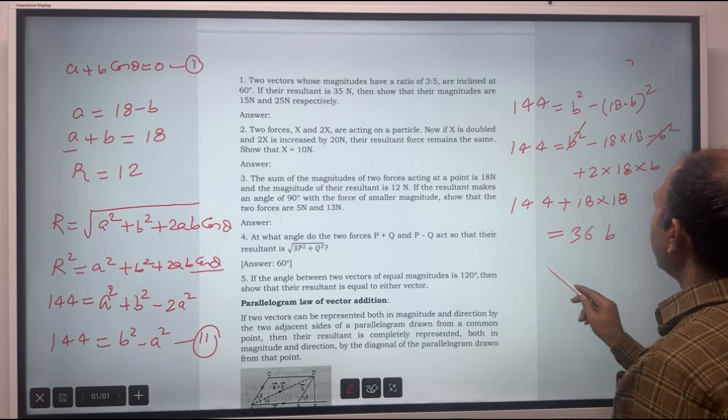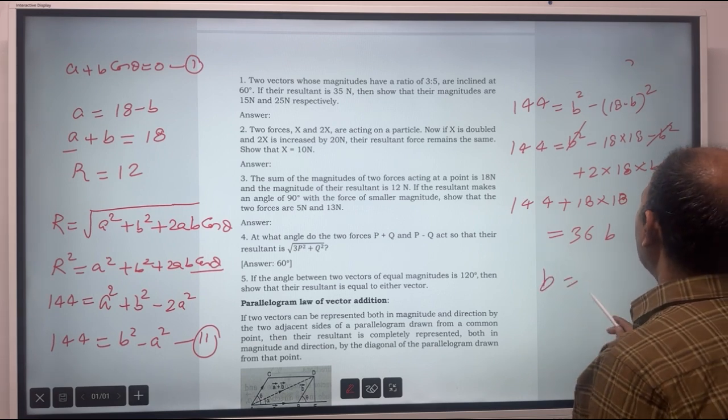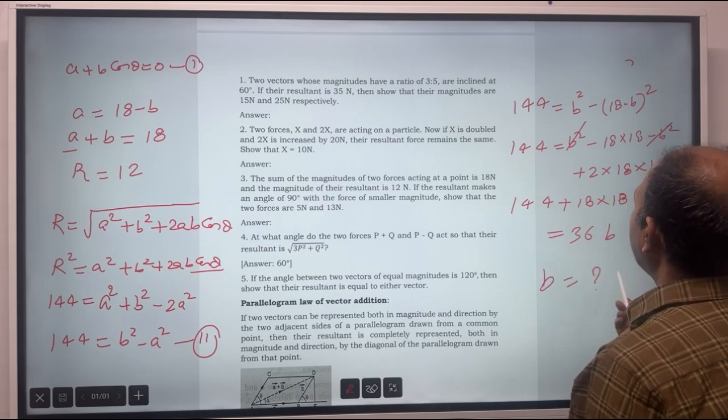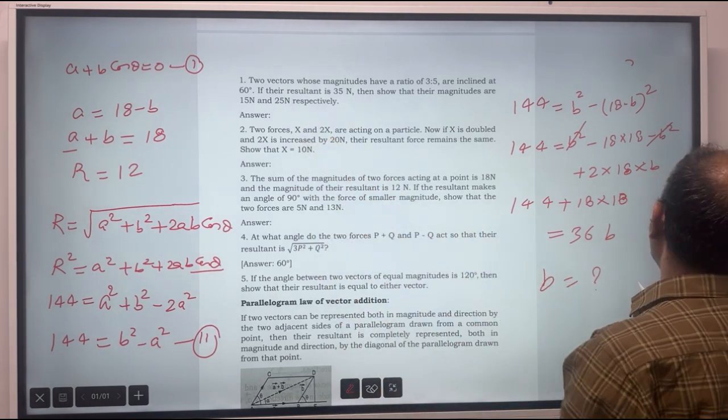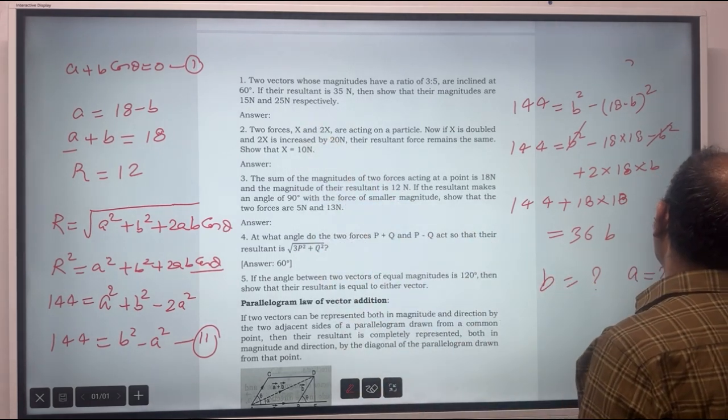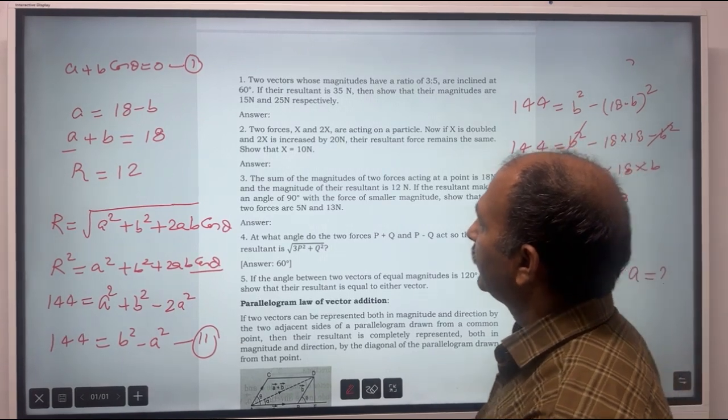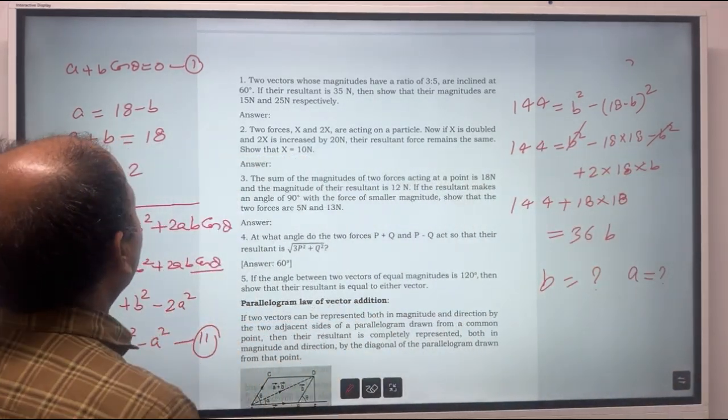Then from here you can get the value of B, that is your work, and then from that equation you can get the value of A. So that is your work. I think you have understood.